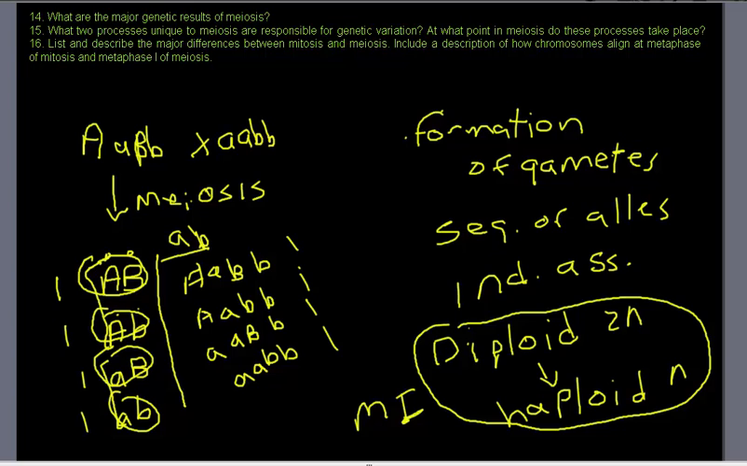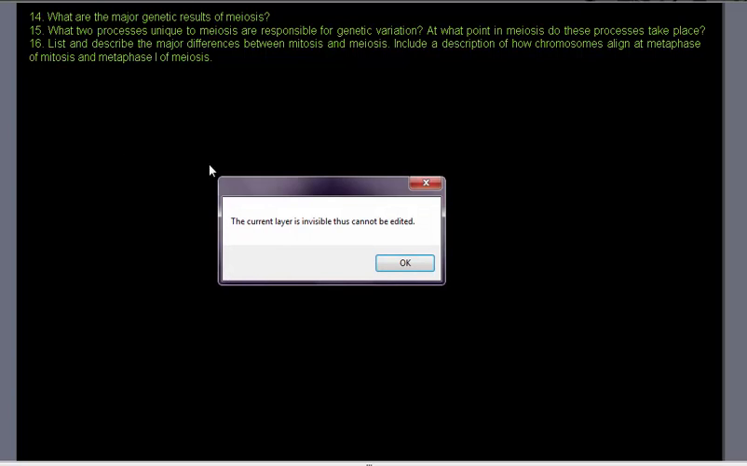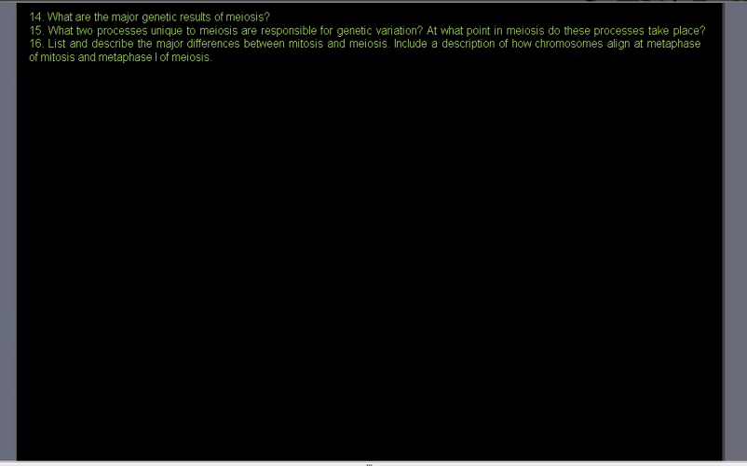This independent assortment also gives you a lot of genetic variation. So we start to get multiple different kinds of things coming out from the crosses. And so I guess that's question 14, plus a little bit of extra info. Question 15 would be: what are the processes unique to meiosis responsible for genetic variation? The big one is independent assortment.